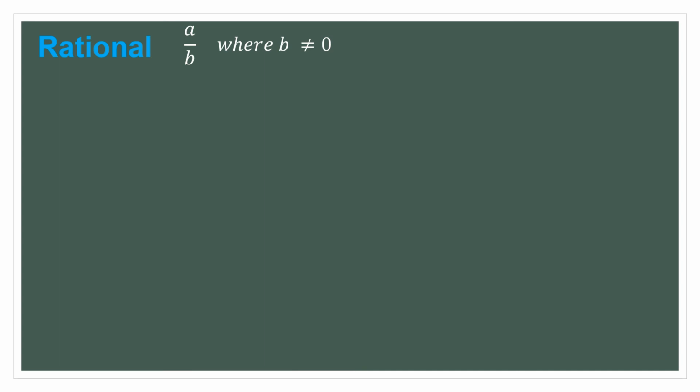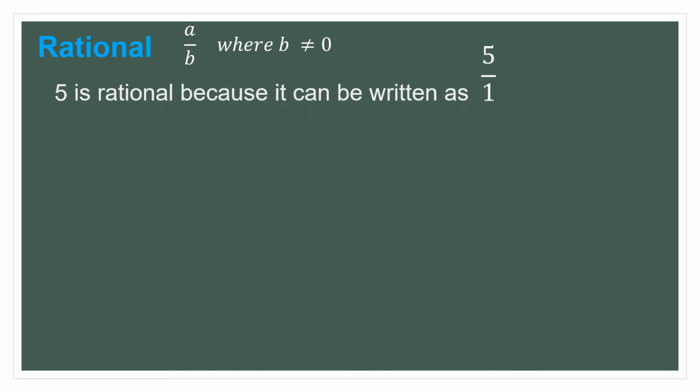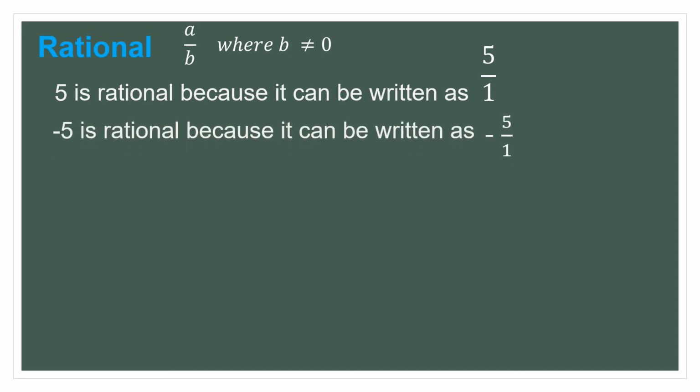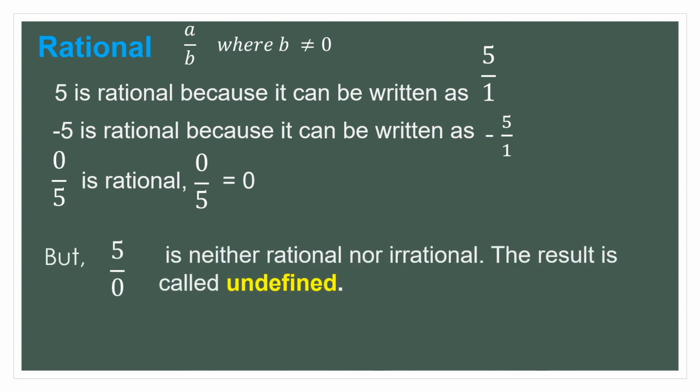Remember, rational numbers can be written as a over b where b is not equal to 0. 5 is a rational number because it can be written as 5 over 1. Negative 5 is a rational number because it can be written as negative 5 over 1. 0 over 5 is also rational because 0 over 5 or 0 divided by 5 is equal to 0. But 5 over 0 is neither rational nor irrational. The result is called undefined.